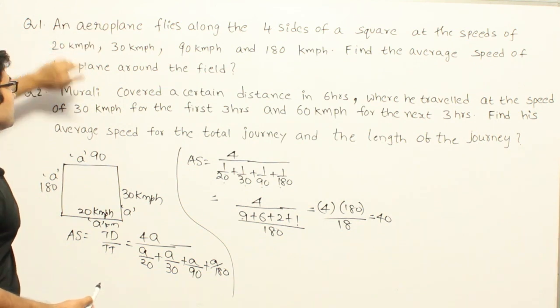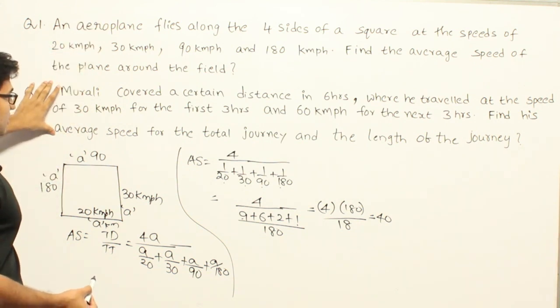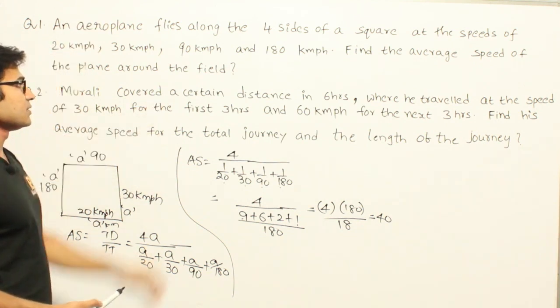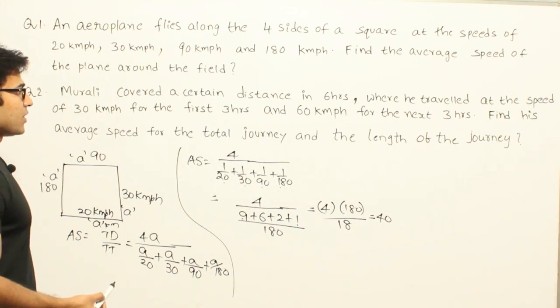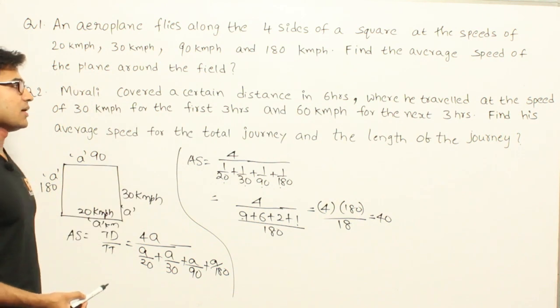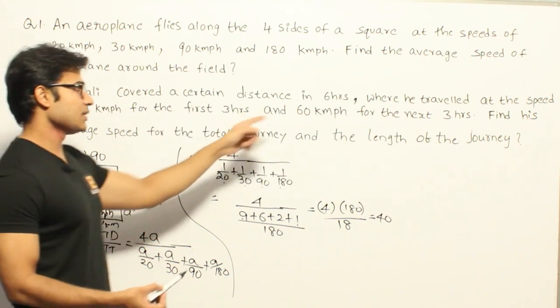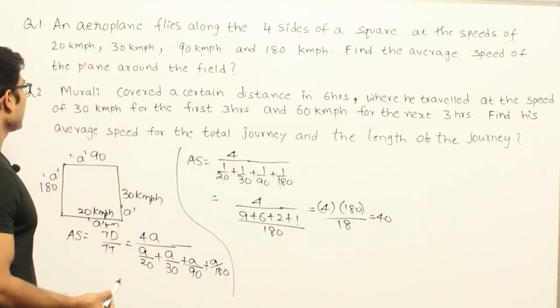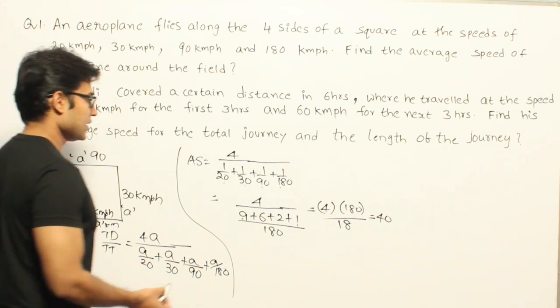Find the average speed of the plane. For the next question, they are saying that Murli covered a certain distance in 6 hours, where he travelled at a speed of 30 km per hour for the first 3 hours and 60 km per hour for the next 3 hours. Then find his average speed for the total journey and the length of the journey.